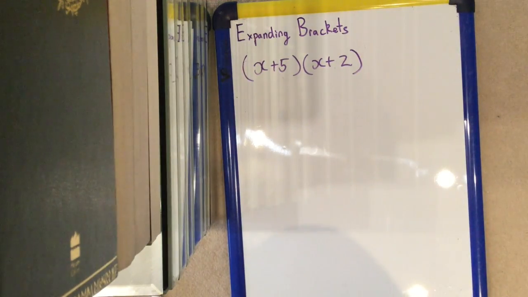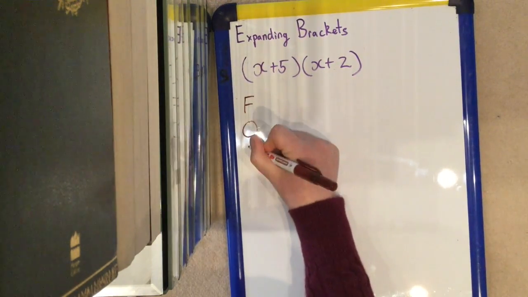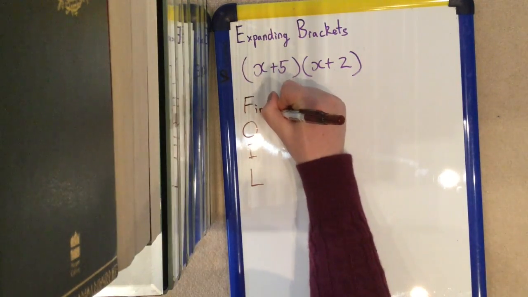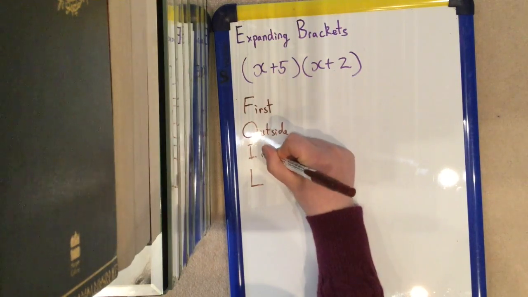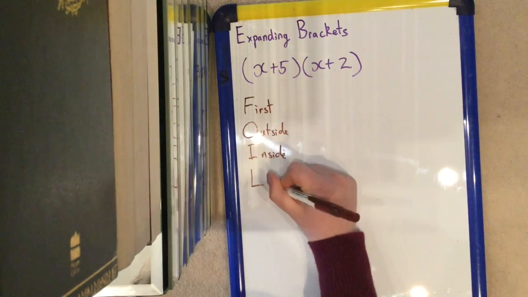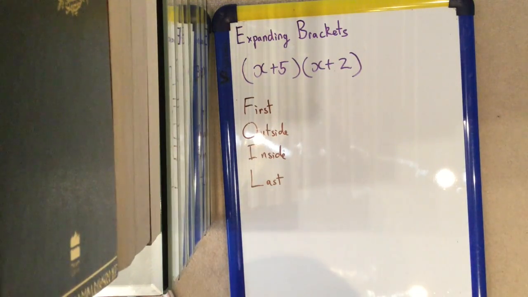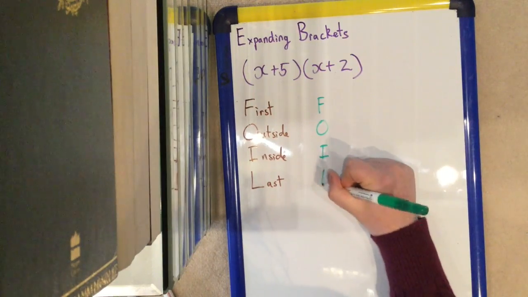Now the method I like to use for this is called FOIL. And it stands for first, outside, inside, last. And it's a rule of thumb when multiplying out 2 brackets. And I'm going to show you how it works.